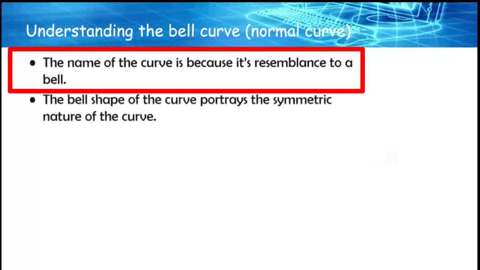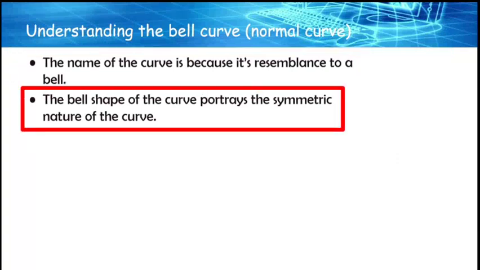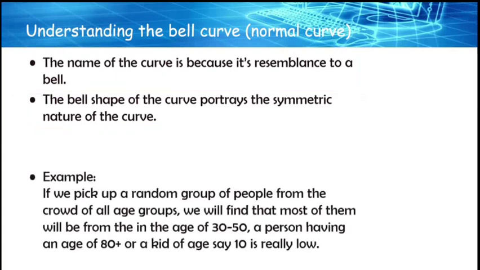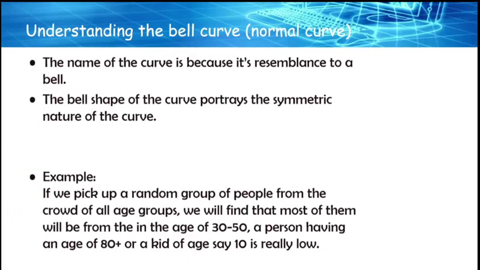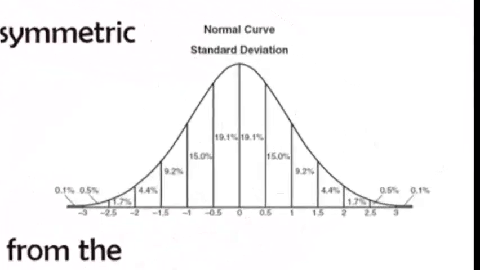The name of the curve is because it resembles a bell, as you can see in a second. The bell shape of the curve portrays the symmetric nature of the curve. For example, if we pick a random group of people from a crowd of all age groups, we'll find that most of them would be around 30 to 50. A person aged 80 or plus, or a kid aged 10 or below, would be very few compared to this proportion. If you draw a graph here, it would be something like this.